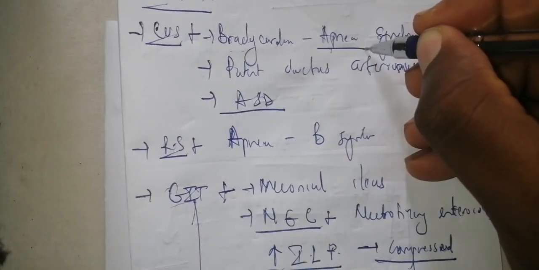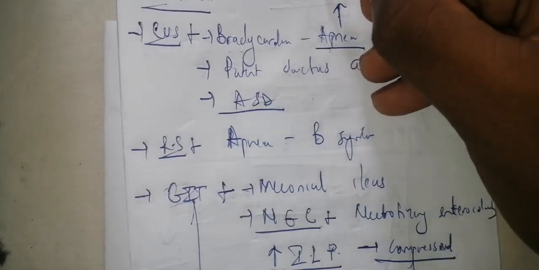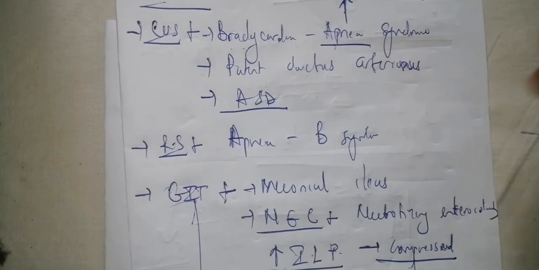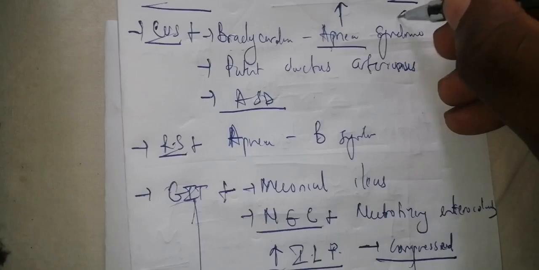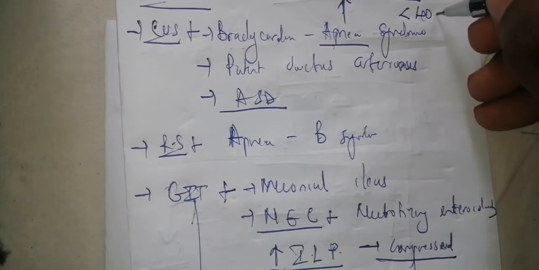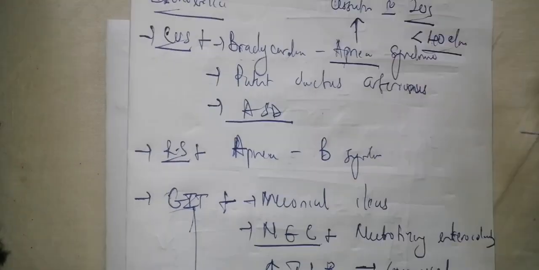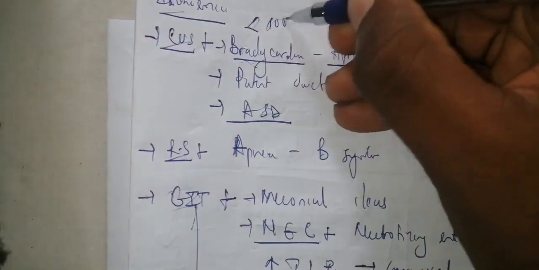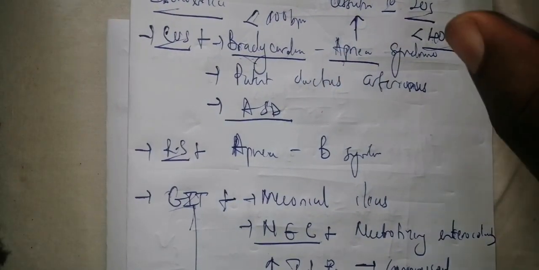Apnea is going to be considered when you have a cessation of respiration for about 20 seconds. Bradypnea is when the respiratory rate is less than 40 cycles per minute. Is it clear? And bradycardia is when the heart rate is less than 100 beats per minute. Is it clear? So those are the different elements that you have to evaluate.